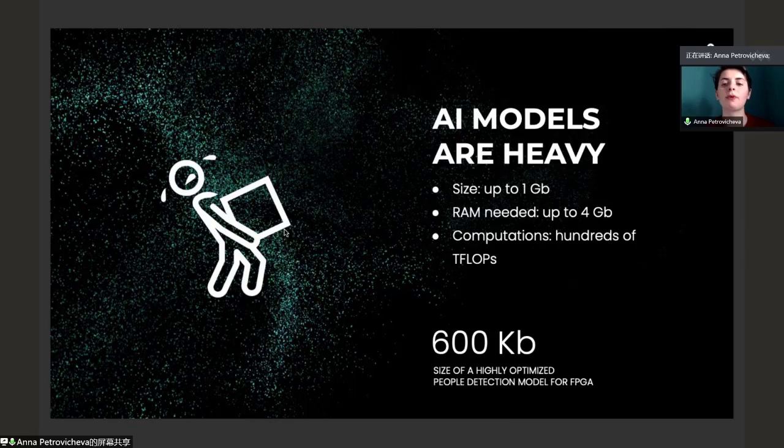As an example, in one project that I worked on, we were able to compress a people detection model for FPGA to 600 kilobytes using algorithmic approaches only, right? Without using low-level optimization, programming in specific languages. We didn't use any of that. We just optimized the model that we were working with, and we were able to compress it to 600 kilobytes instead of the 50 megabytes that we started with.